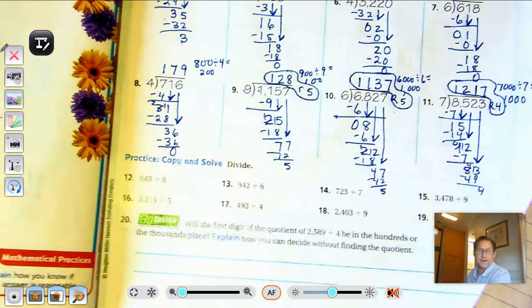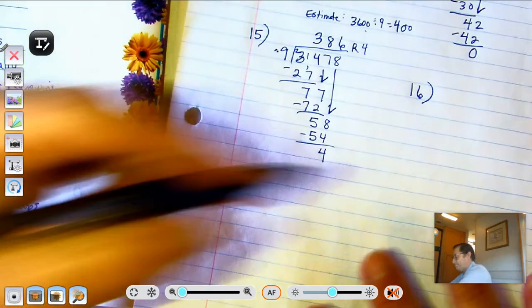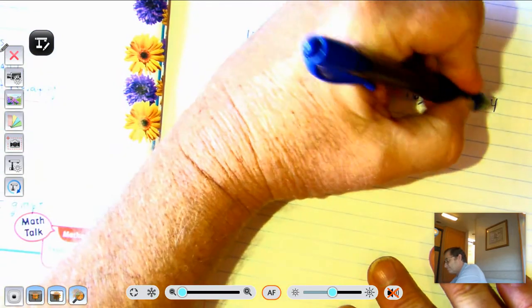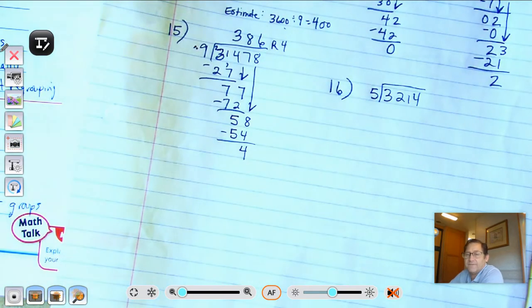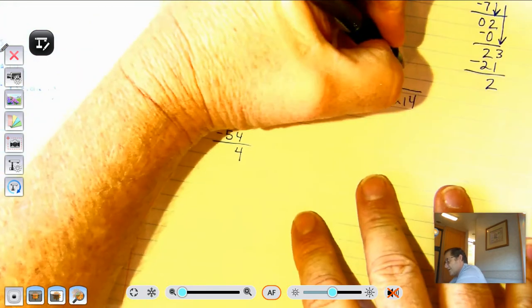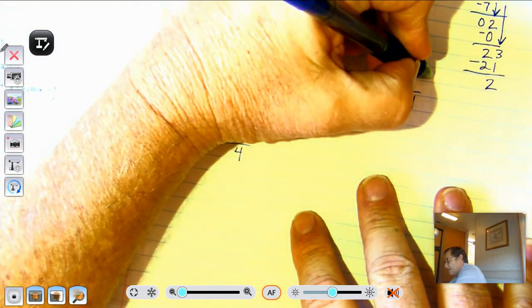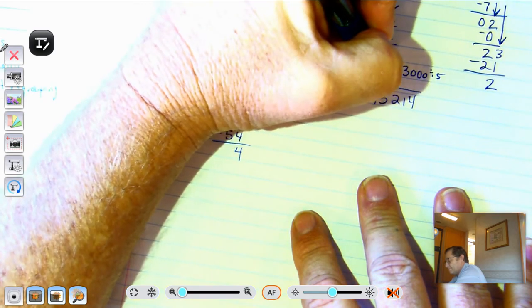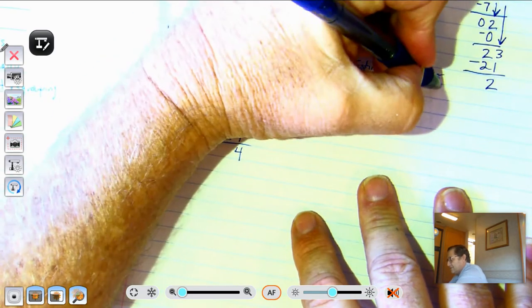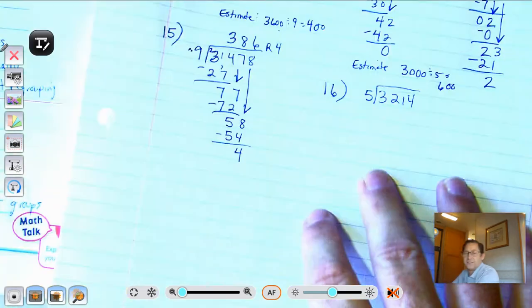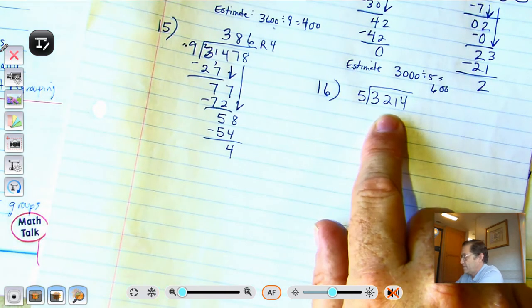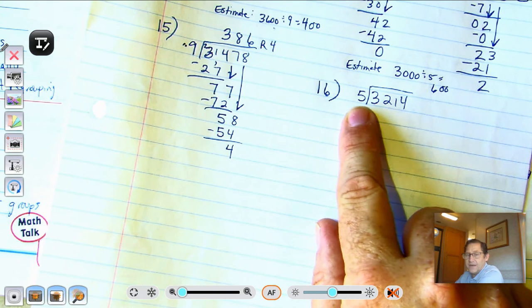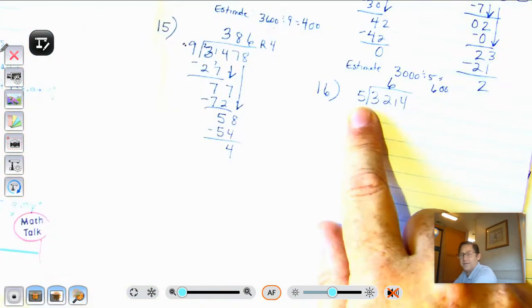3,214 divided by 5. All right, so multiples of 5: 5, 10, 15, 20, 25, 30, 35. I'm going to say 3,000 divided by 5. So 5 times 6 is 30. So I would expect my answer to be about 600. So the first digit is going to be in the hundreds place. So 32 hundreds divided by 5 is 6 hundreds.